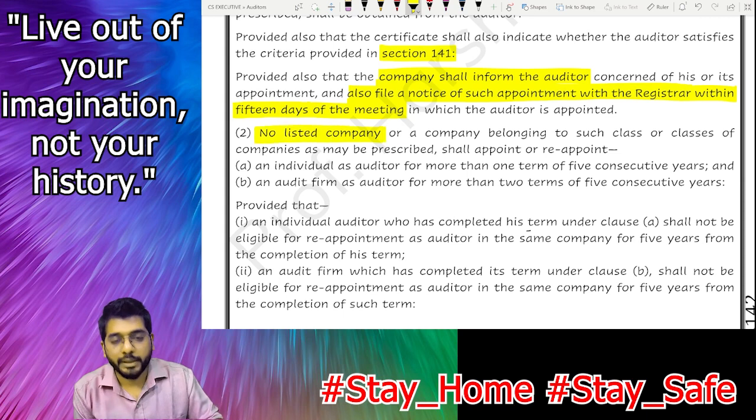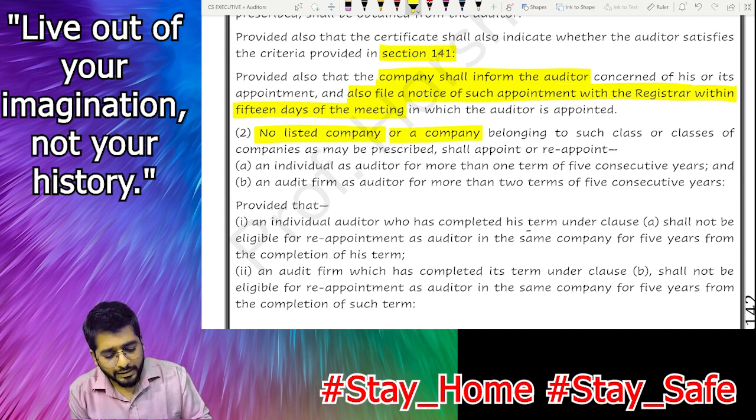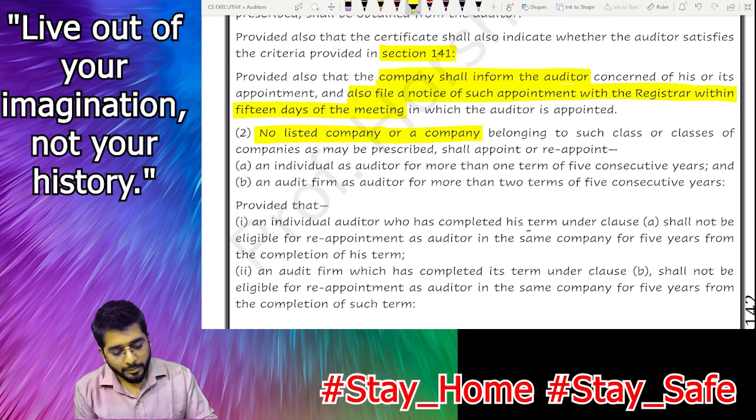No listed company or any other company, they are saying, belonging to such class or classes shall appoint or reappoint an individual as auditor for more than 1 term, or an audit firm as auditor for more than 2 terms.